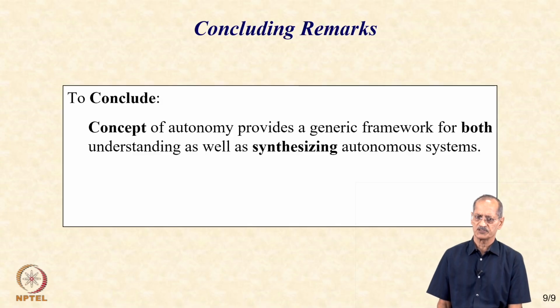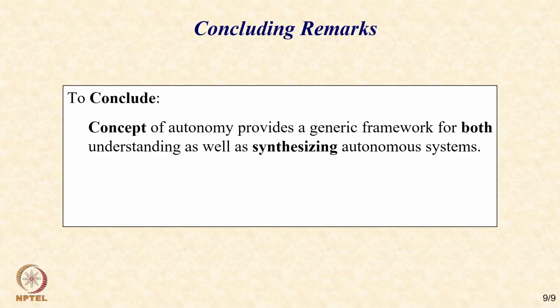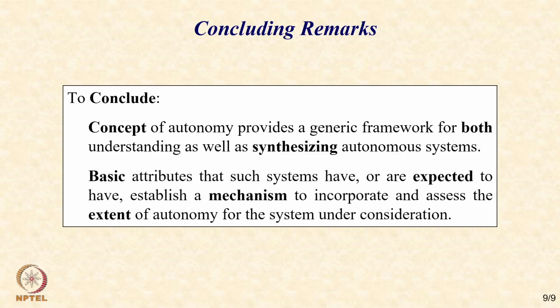So, to conclude this part, the concept of autonomy, as we have seen, provides a generic framework for both understanding as well as synthesizing autonomous systems, and the basic attributes that we want to include provide us with a facility to do it partially and have systems whose autonomy is at different levels, as indicated by the 5 levels of autonomy that SAE has considered.